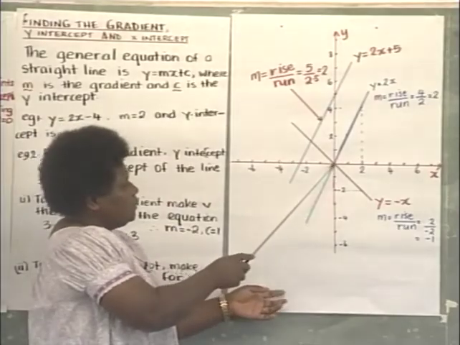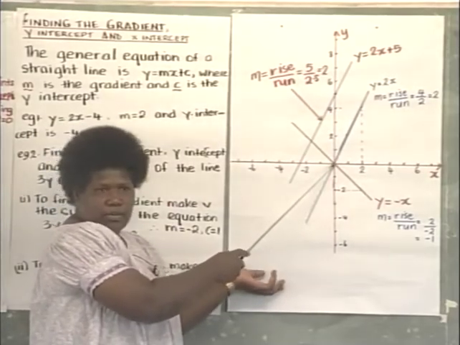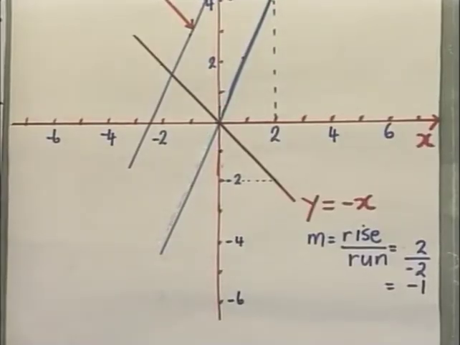Again, the y-intercept is 0. That's why the equation is y equals negative x.